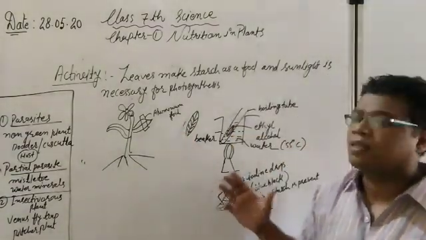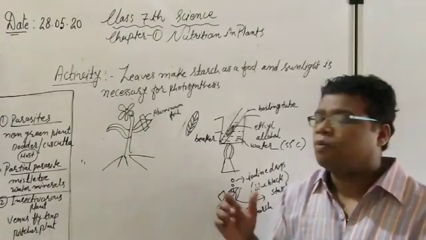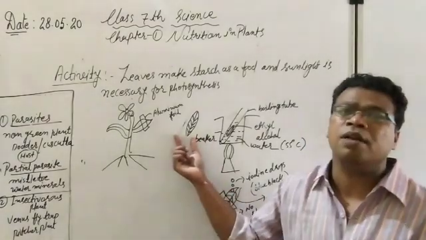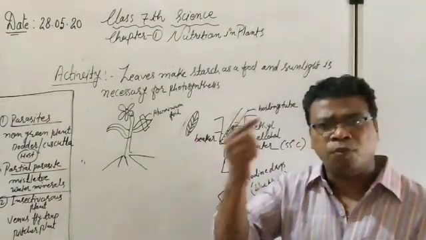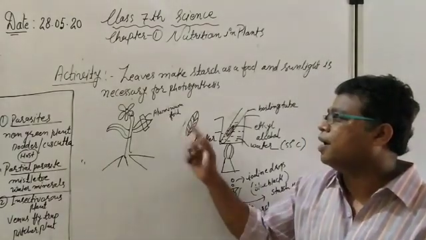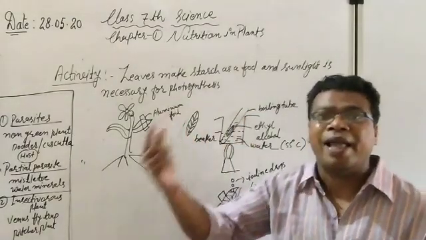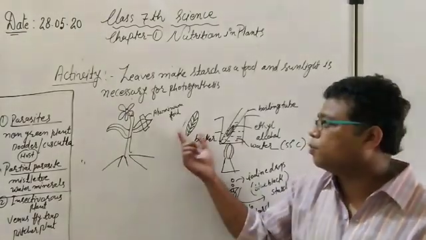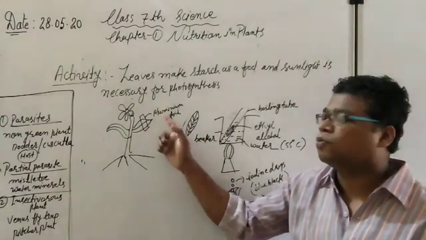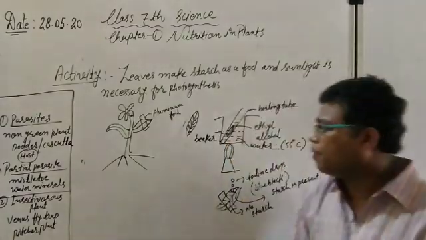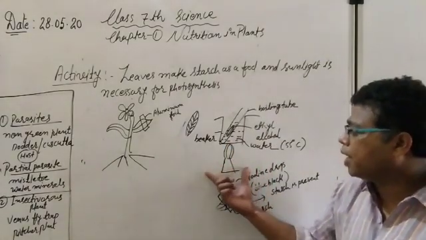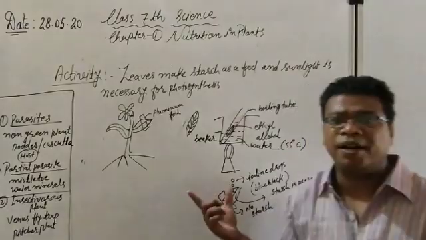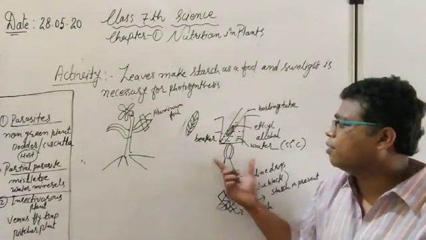After some time, after 6 hours, what do we have to do? We have to pluck this particular leaf, and we have to remove the aluminium foil. After 7-8 hours, we pluck the leaf and remove the aluminium foil. And after that, what do we have to do? We have to make some kind of arrangement.